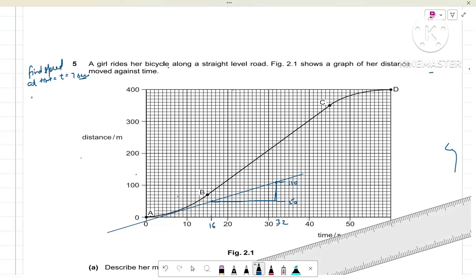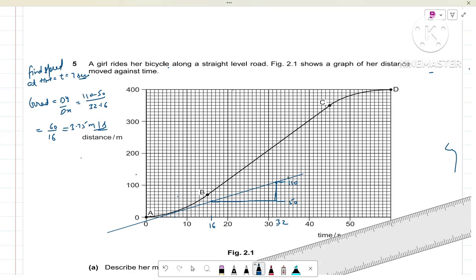So gradient is again delta y by delta x, that is change in quantity along the y axis by change along the x axis. So it will be 110 minus 50 divided by 32 minus 16. So it will come out to be 110 minus 50, that is 60, divided by 16. So 60 divided by 16, it will come out to be 3.75 meter per second. So speed at this point, 7 seconds, is 3.75 meter per second.